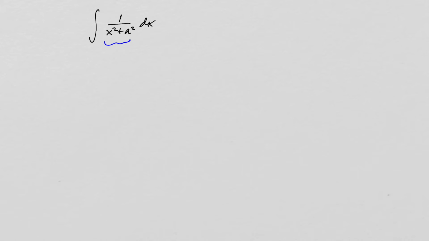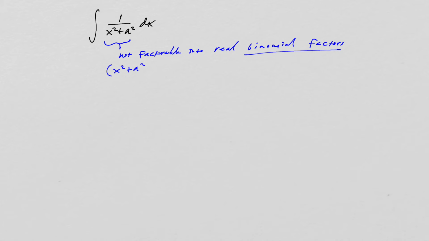Okay, so this right here is not factorable into real binomial factors. There's no way I can write x squared plus a squared as a product of binomials. This is a sum of squares, not a difference of squares. So there's no way I can write it as x minus c1 times x plus c2, like that. That's just not going to be possible at all.